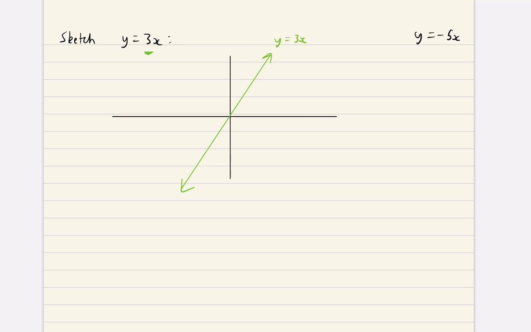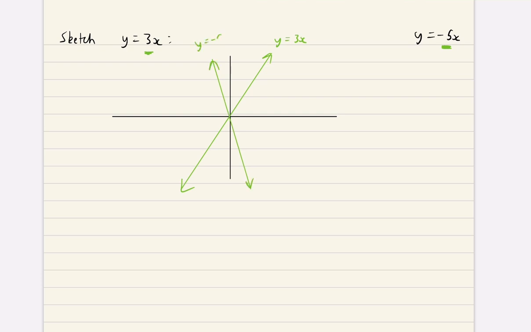One, it's going to be steeper because the magnitude of that k value is 5 compared to 3. So it's going to be steeper for one. And two, it's going to be going up to the left instead of up to the right. So if that is y equals 3x, y equals negative 5x is going to look something like that. It is going to be steeper and is going to be going up to the left.